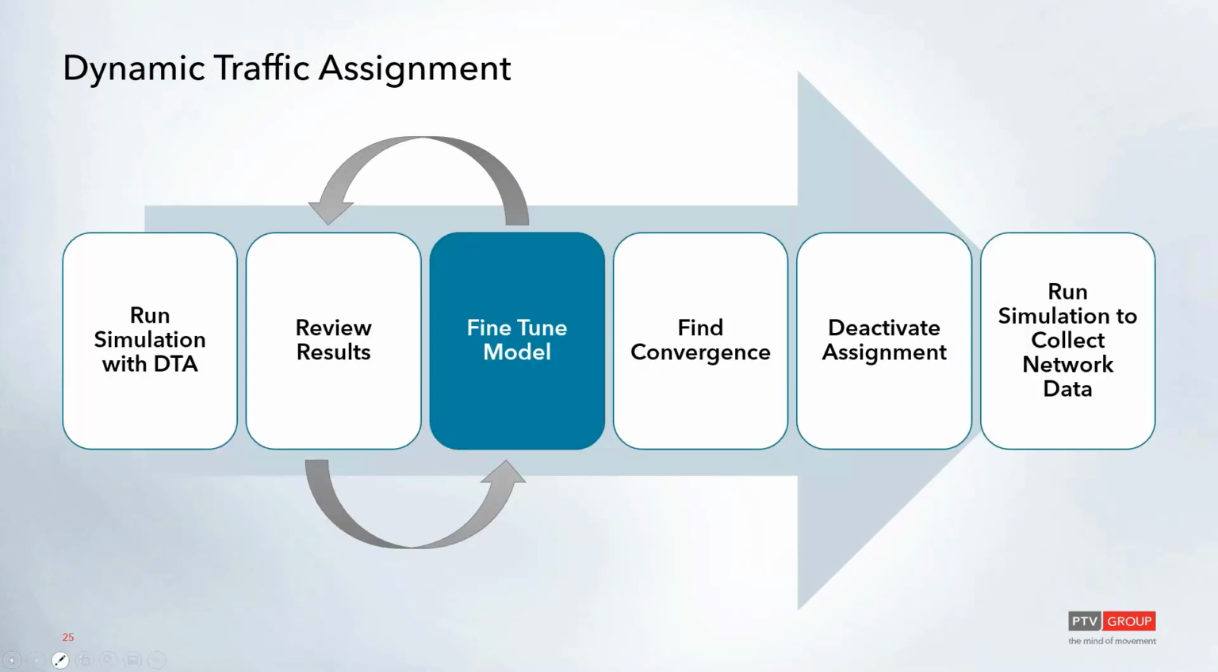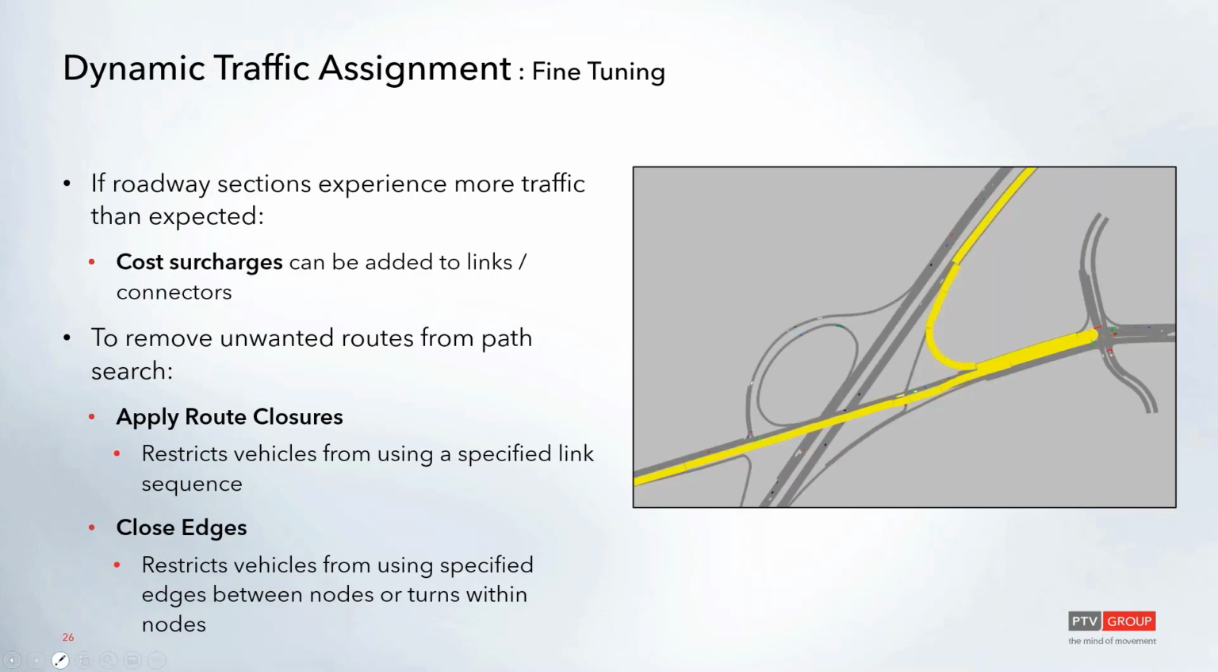All right, so now that we have taken a look at the directly related DTA results, we can go ahead and make some other fine-tune adjustments to the model. For example, if you're looking through your results and you notice that a particular roadway section has more traffic than you expect, you can apply a surcharge to the links and connectors. This will add additional cost onto those to deter vehicles from selecting that path.